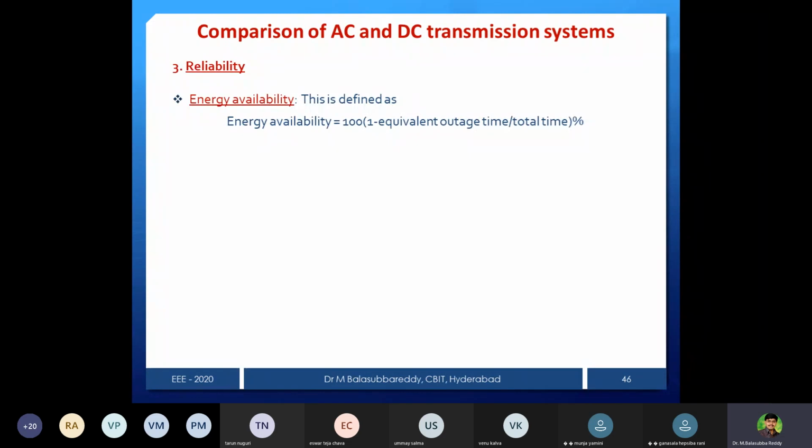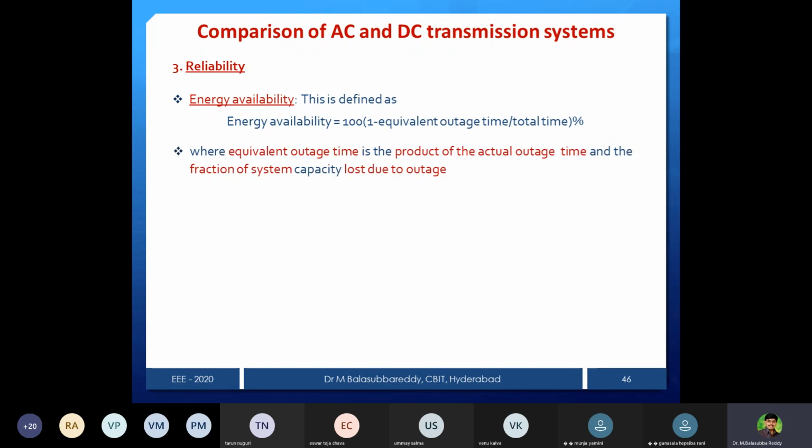Energy availability is defined as 100, there is an empirical formula, 100 being percentage, times 1 minus the equivalent outage time to total time. So what is the equivalent outage time? Outage time in this meaning is nothing but a failure, the device failure time, or any other component failure time.